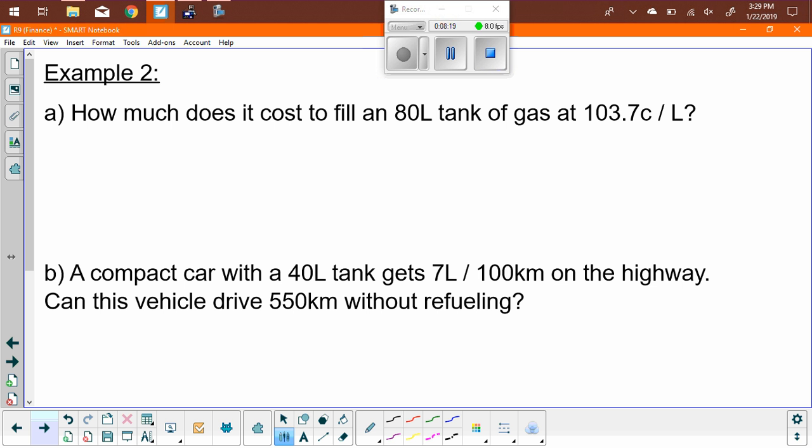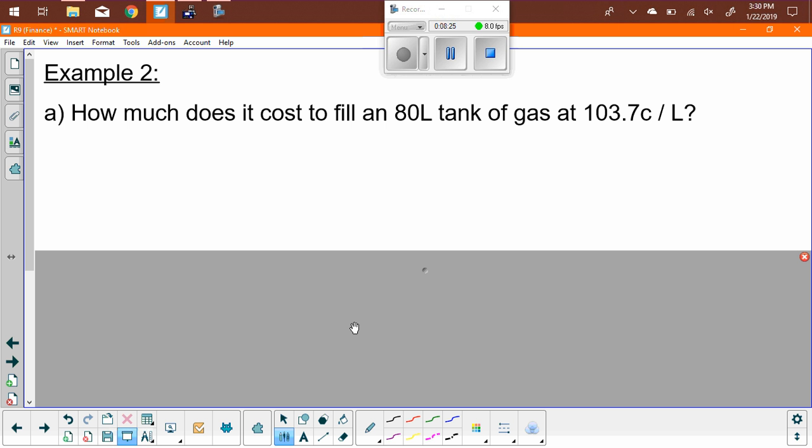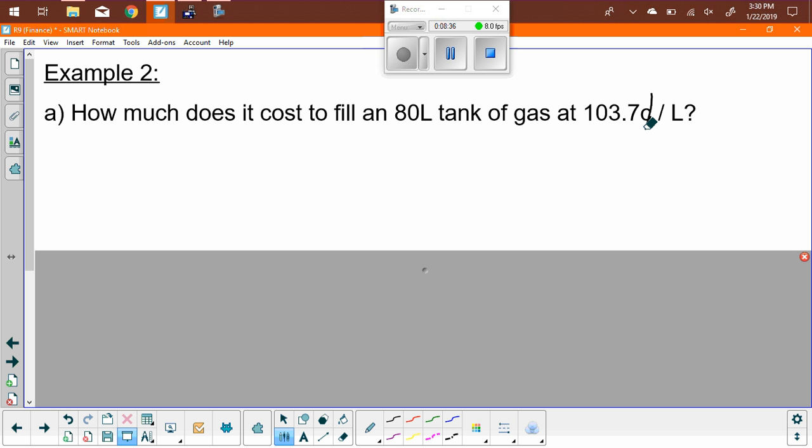So for example 2, we're going to do some stuff with fuel. So how much does it cost to fill an 80-liter tank of gas at 103.7 cents per liter? Okay, only thing you really have to remember there is that this is currently in cents, so you have to change it into dollars, right? So this is going to be 80 liters times, okay, to change it to dollars, we just move the decimal place a couple spots, so that's $1.037, and now we just have to multiply that together.